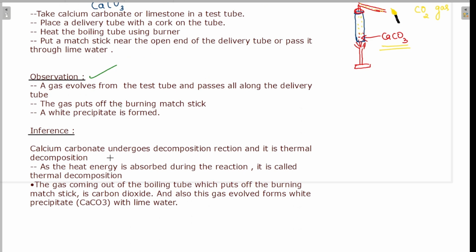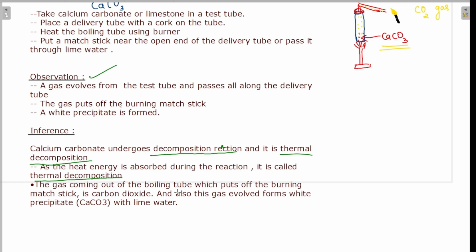Calcium carbonate undergoes decomposition reaction and it is thermal decomposition because heat energy is absorbed while the decomposition reaction takes place. So it is called thermal decomposition reaction. As the heat energy is absorbed during the reaction, it is called thermal decomposition. When the decomposition reaction proceeds by absorbing heat, it is called thermal decomposition.